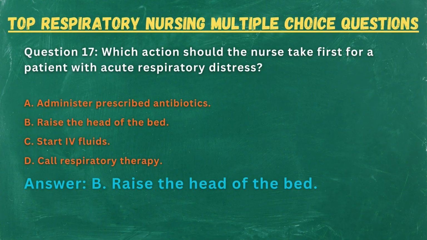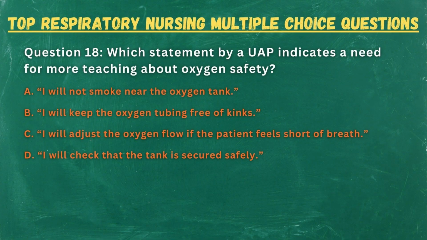Answer. B. Raise the head of the bed. Question 18. Which statement by a UAP indicates a need for more teaching about oxygen safety? A. I will not smoke near the oxygen tank. B. I will keep the oxygen tubing free of kinks. C. I will adjust the oxygen flow if the patient feels short of breath. D. I will check that the tank is secured safely.